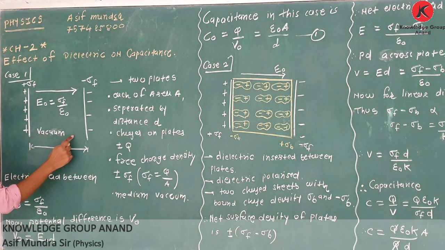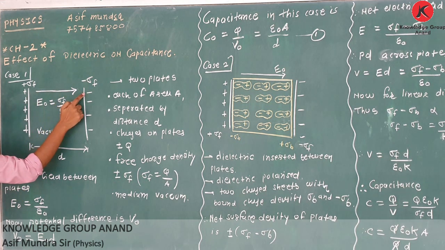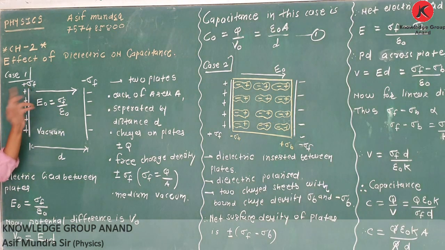Now we know that in the last lecture for the parallel plate capacitor we derived one equation. Between the two plates of the capacitor, the electric field is from the positive plate towards the negative plate, and E0 is equal to sigma upon epsilon 0. Here I have considered free charge density as sigma F. So the electric field between plates E0 is equal to sigma F upon epsilon 0. Why have I used the notation E0? Because the medium between the two plates is vacuum.